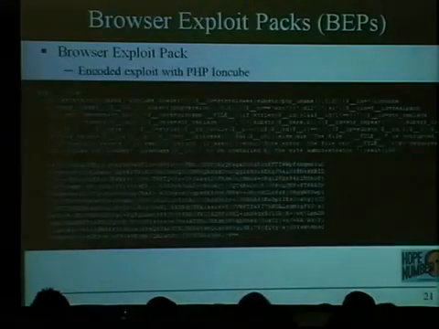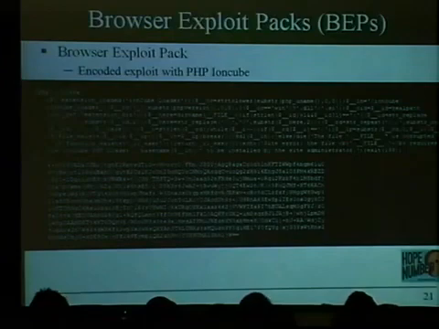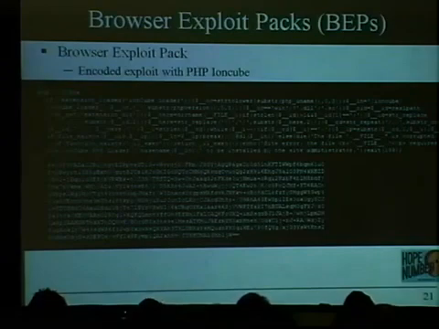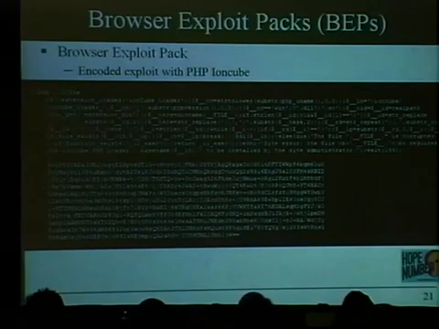This screenshot gives you an idea about how the obfuscation or encoding is being done on the server side. This is a web page encoded using an IronCube encoder. So the attackers, or the bot masters, are proactive in their approach. When they host these browser exploit packs, they use the PHP IronCube encoder and encode all the files. And it's really hard.